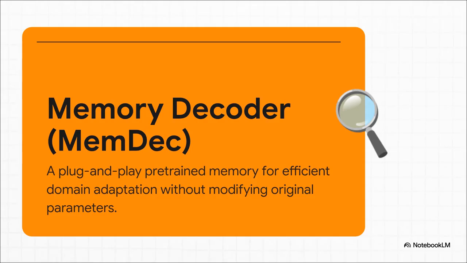So what is it? Here's the key idea. MEMDEC is a small, totally separate little brain. It's trained just once to act like a super fast fact checker for a specific topic. And then you can just plug it into any compatible AI, and it gives it that expert knowledge without ever changing the original model.